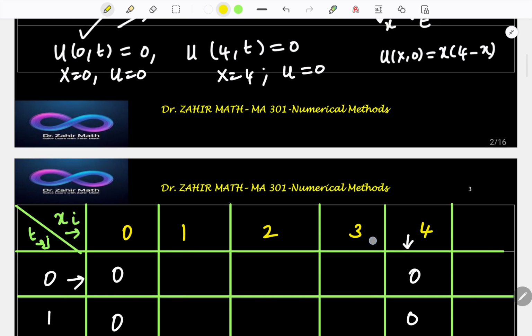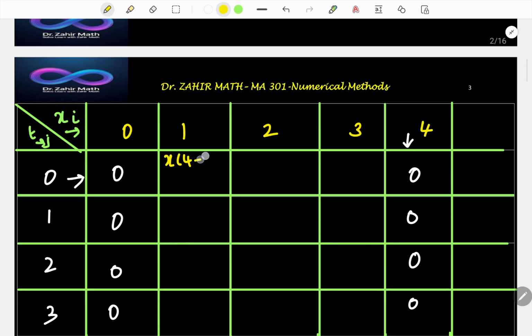So t is equal to 0. The function is what? X into 4 minus x.